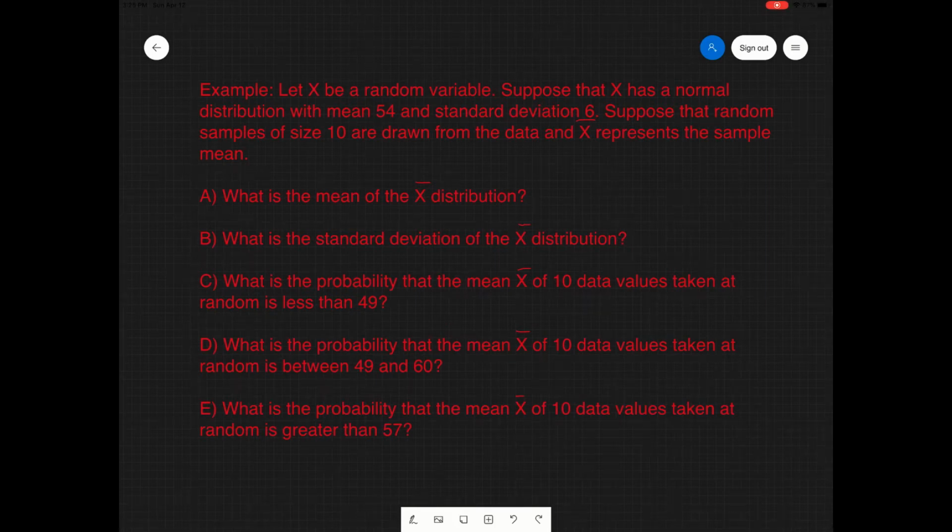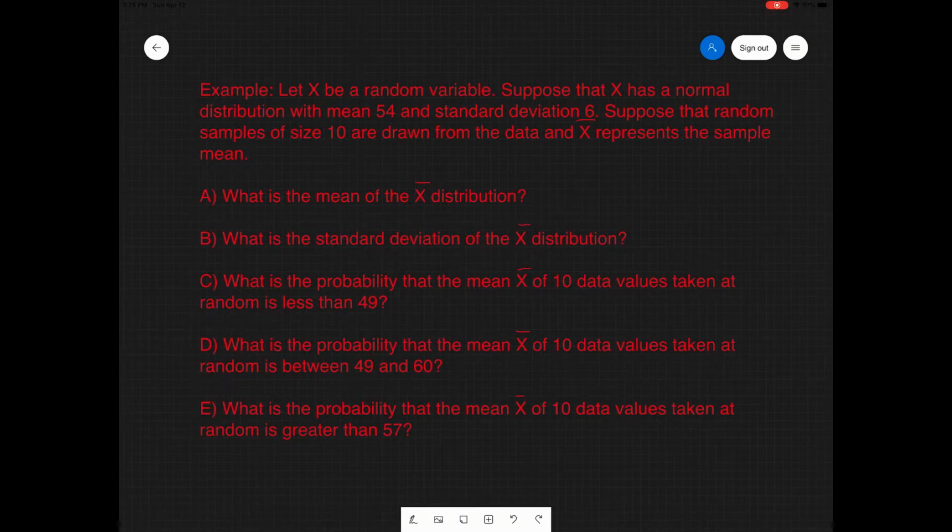Hi, in this example, we're going to use the central limit theorem to solve the following problem. Let x be a random variable. Suppose that x has a normal distribution with mean 54 and standard deviation 6. Suppose that random samples of size 10 are drawn from the data and x bar represents the sample mean.